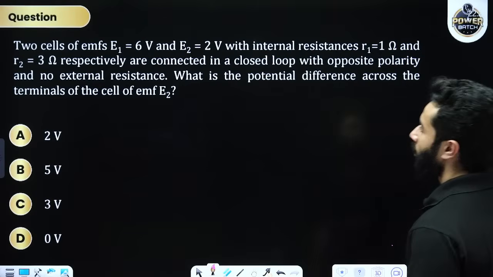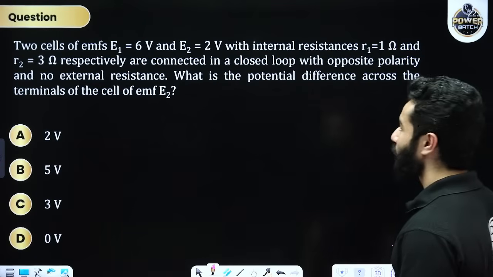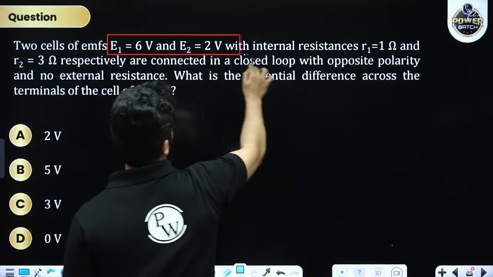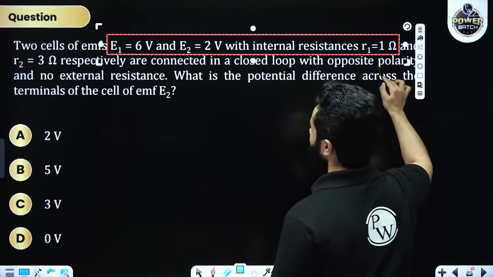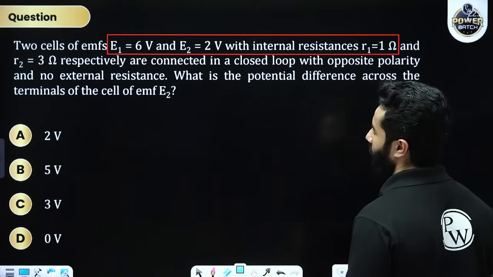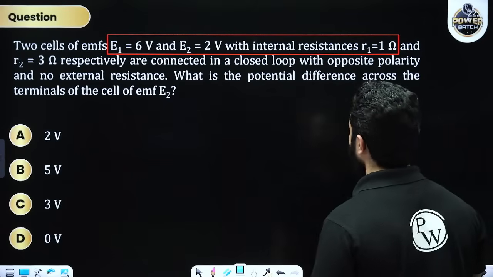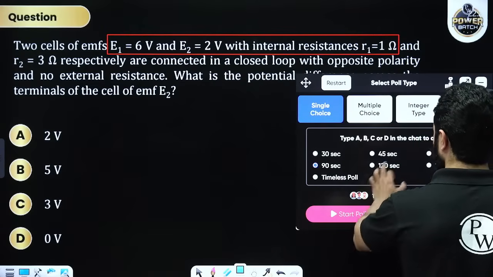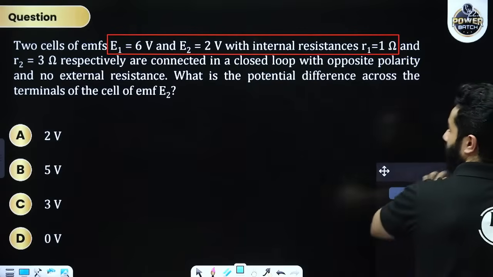Let's solve this one. Two cells of EMF E1 and E2 with internal resistance R1 and R2 respectively are connected in a closed loop with opposite polarity and no external resistance. What is the potential difference across the terminals of the cell E2? 60 seconds, let's start. See what they are saying.